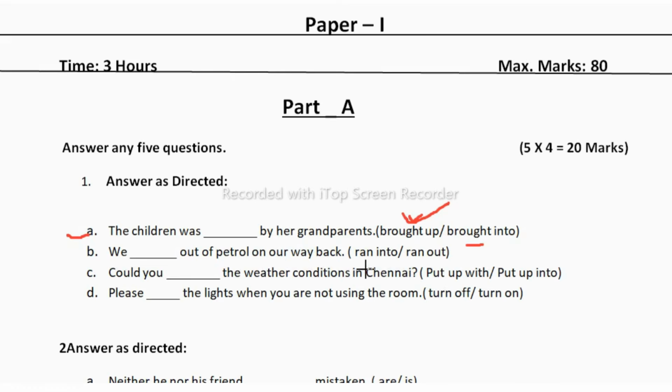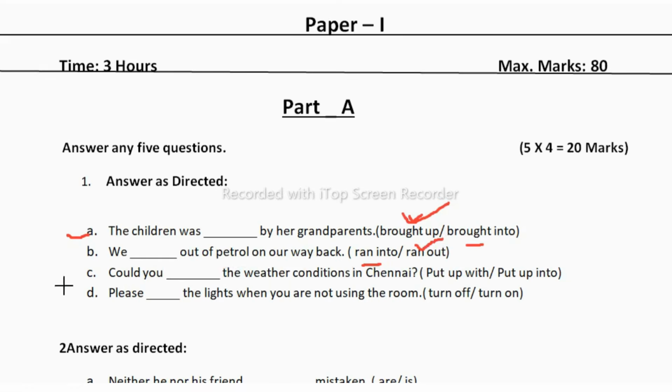So this also I have uploaded in my video. You can watch that video, all of this along with examples. So ran into is nothing but to see somebody, and ran out means shortage of something. So the correct answer will be the shortage of petrol. We ran out of petrol.